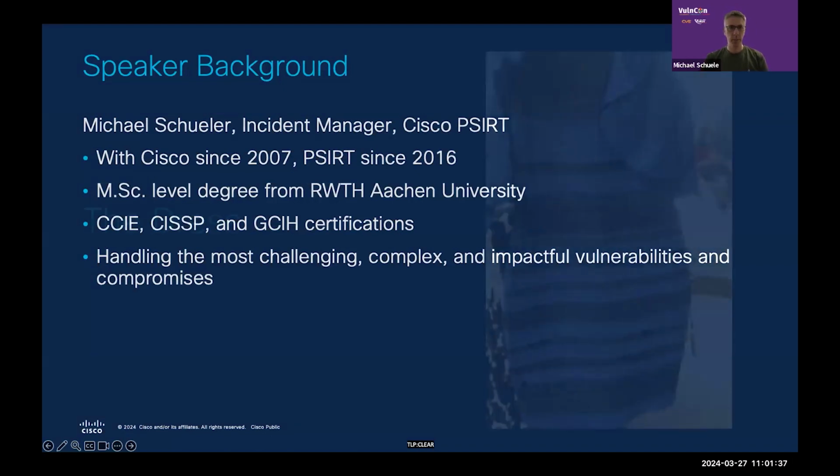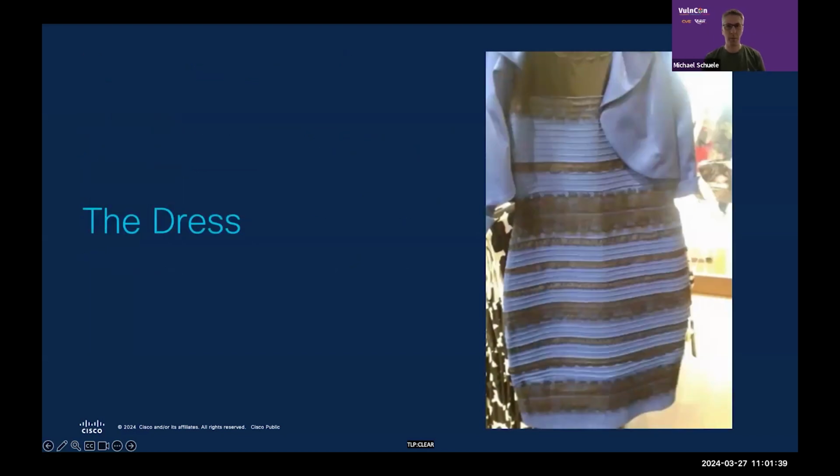This is a quick intro. Some of you may recall this photograph, which went pretty viral online in 2015, a few years back now. It's a pretty simple photo in itself, but there was a huge debate on whether this dress was blue and black or white and gold. It turned out that the dress was in fact blue and black, but many people, including myself, see it as white and gold.